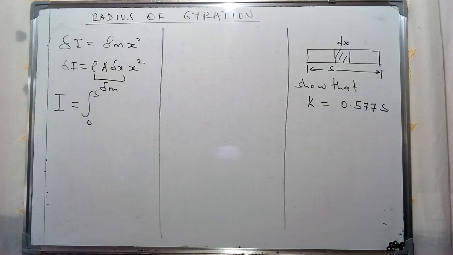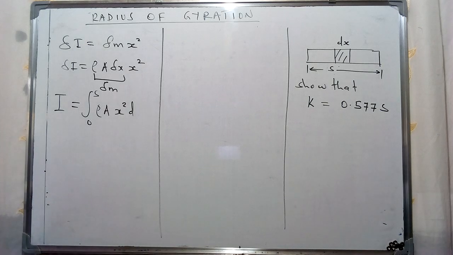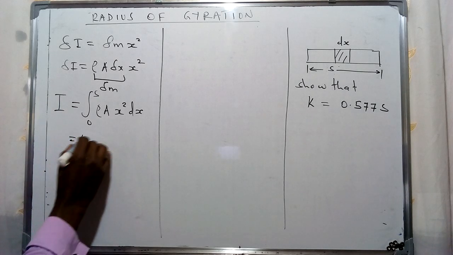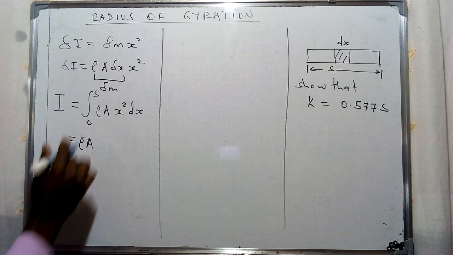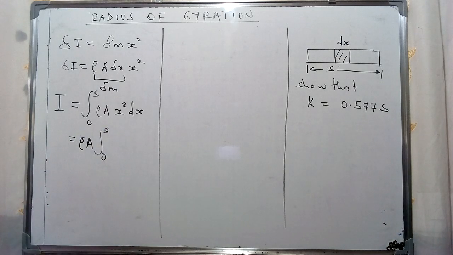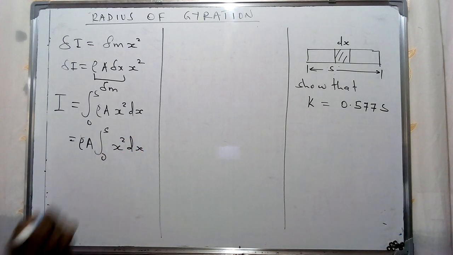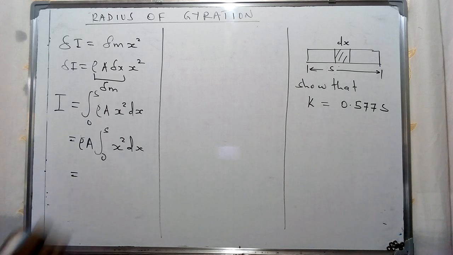This s is going to be the total length. And of course, we are going to have this as the product of density times area times the square of x dx, which is our differential that I just mentioned. We take rho a out, which forms our constant, and therefore we shall evaluate the integral between 0 and s of x squared dx.